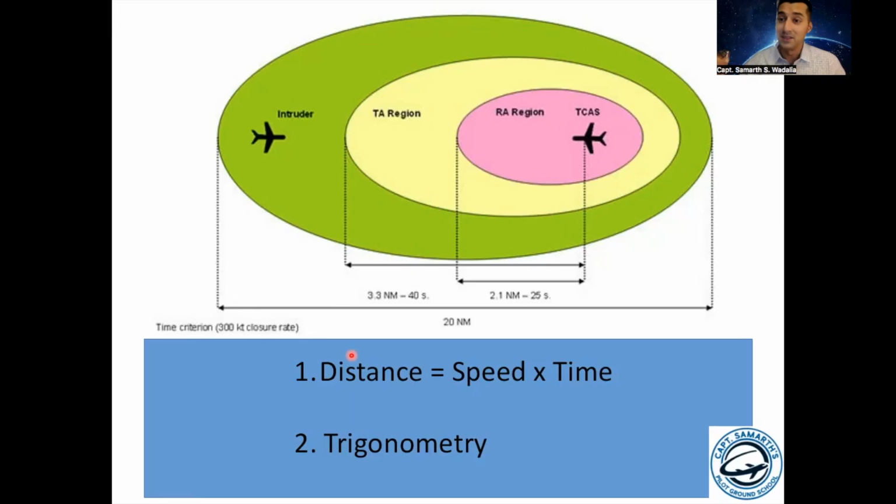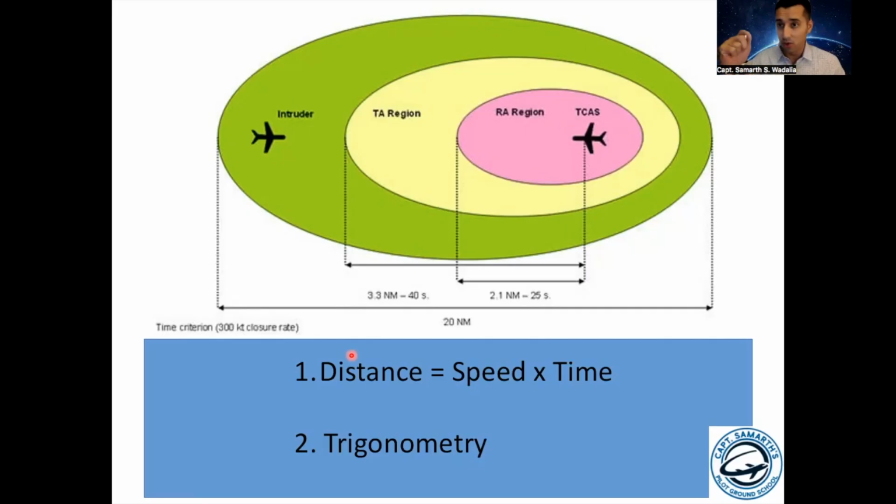We have to standardize the reaction time. We have to standardize the reaction time for pilots to be able to react to any intruder, any aircraft type, within the same amount of time. Which is why, whether it is a TA bubble or an RA bubble, the constant is time, and distance changes depending on the type of intruder that is approaching you. I hope this is clear.